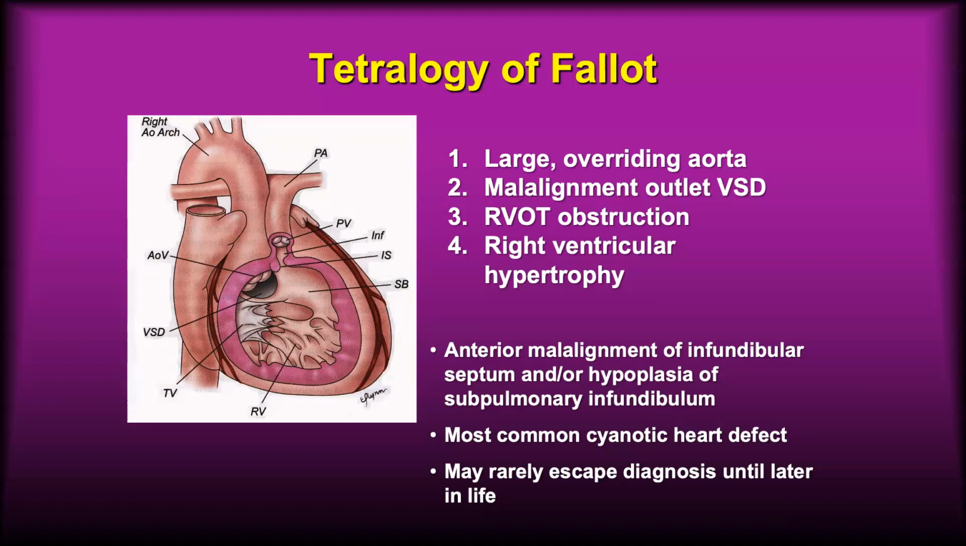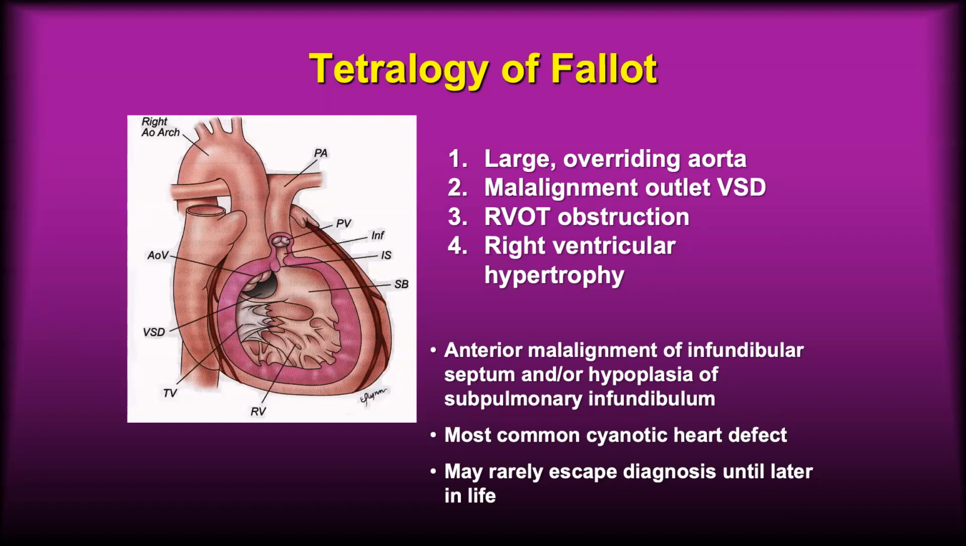This creates some RVOT obstruction. Now, the RV hypertrophy is in response to the RVOT obstruction. So it's really only 3 things wrong with one compensation. But this guy Fallot described it as 4 things, so they call it tetralogy of Fallot. Here's a good test question: most common cyanotic heart defect.